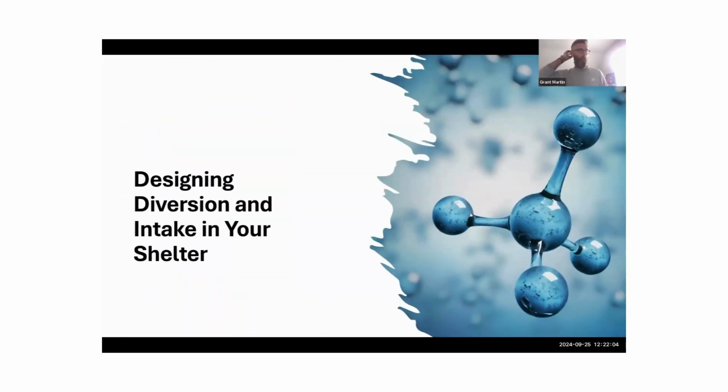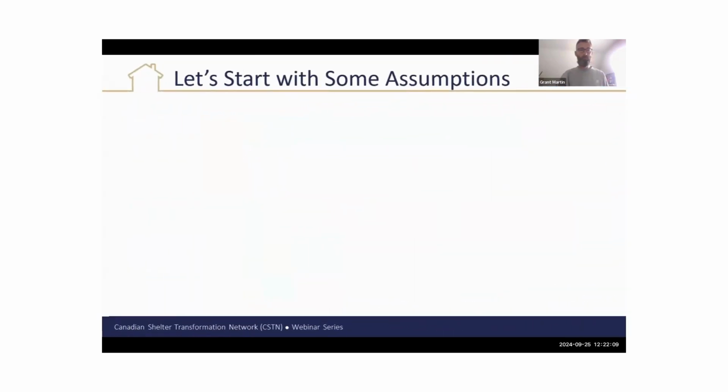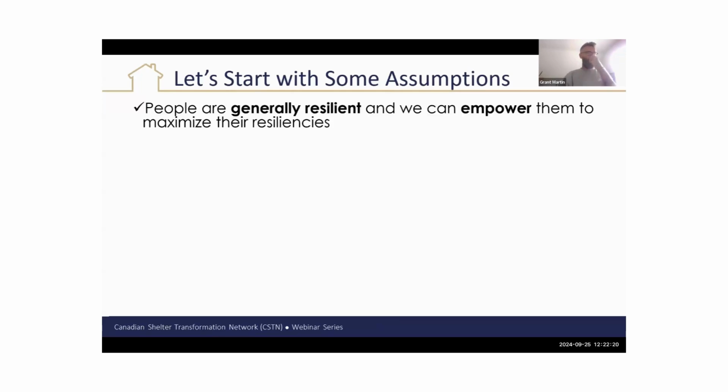So for our topic today, we're talking about diversion and intake in your shelter. Let's start with a few assumptions when we're talking about diversion. One is, can we all agree that people are generally resilient and we can empower them to maximize their resiliency? People aren't just born with or without resilience. And if you happen to be born without it, you can build it. It's not something that you can't build, quite the opposite, you can build it.